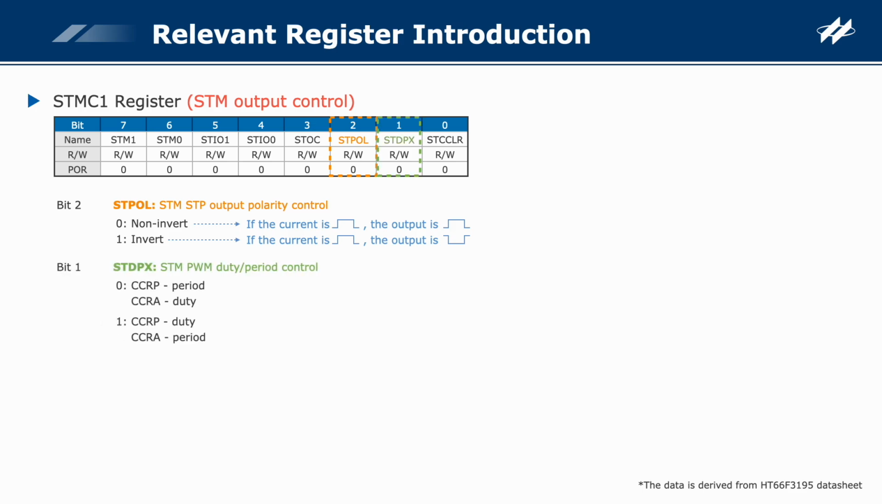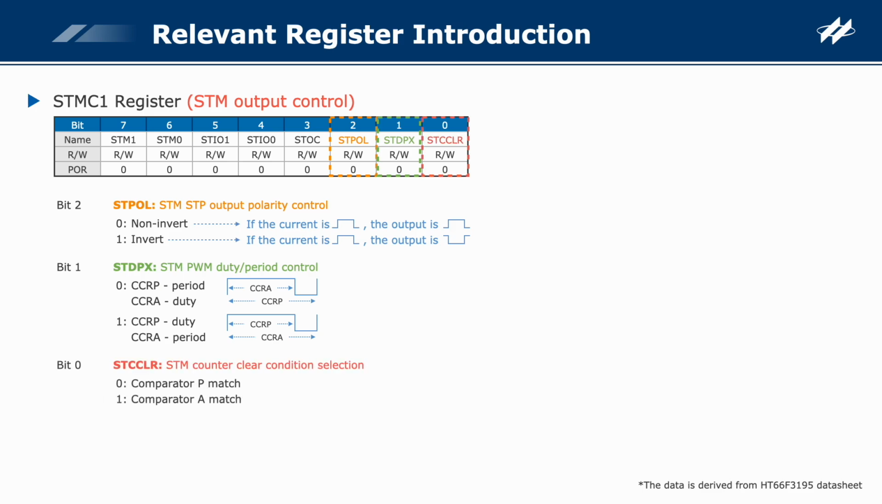The STDPX bit determines which registers are used for PWM period and duty control in the PWM output mode. When the STDPX bit is 0, this indicates CCRP is used for period control and CCRA is used for duty control. When the STDPX bit is 1, the opposite is true. The STCCLR bit controls the counter clear condition. When the STCCLR bit is 0, the counter will be cleared when a comparator P match occurs. When the STCCLR bit is 1, the counter will be cleared when a comparator A match occurs.